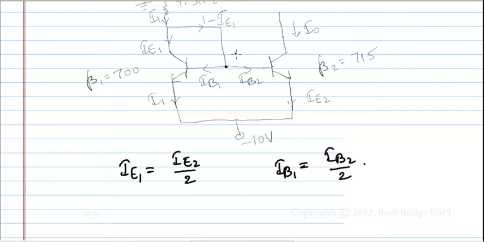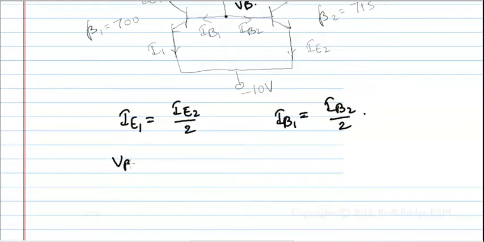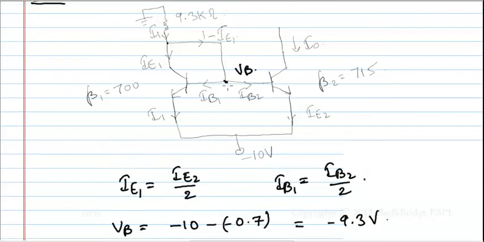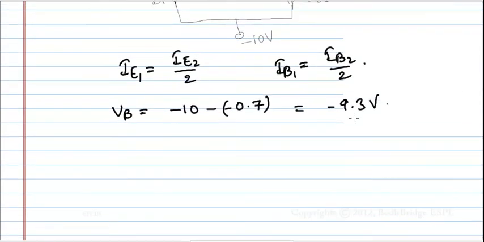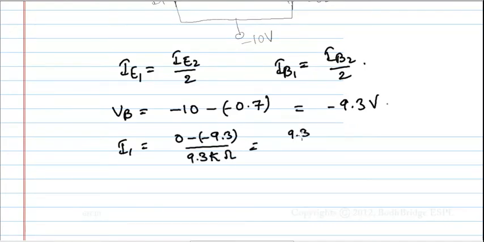Now we will calculate the voltage VB. As we can see from the diagram, we can simply get it as minus 10 minus of minus 0.7, which is the VB voltage, and hence we get it as minus 9.3 volts. Since the voltage at this node is the same as the voltage at this node, we have I1 equal to 0 minus of minus 9.3 by the resistor value, which is 9.3 kilo ohms. We get this as 9.3 by 9.3 kilo ohms.